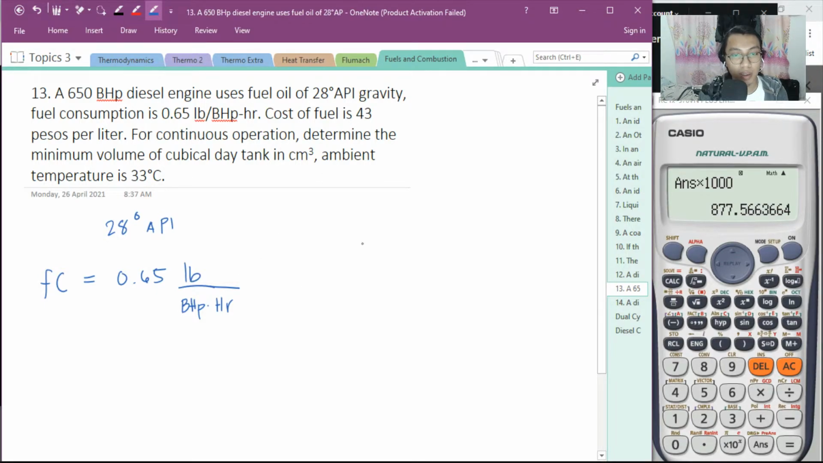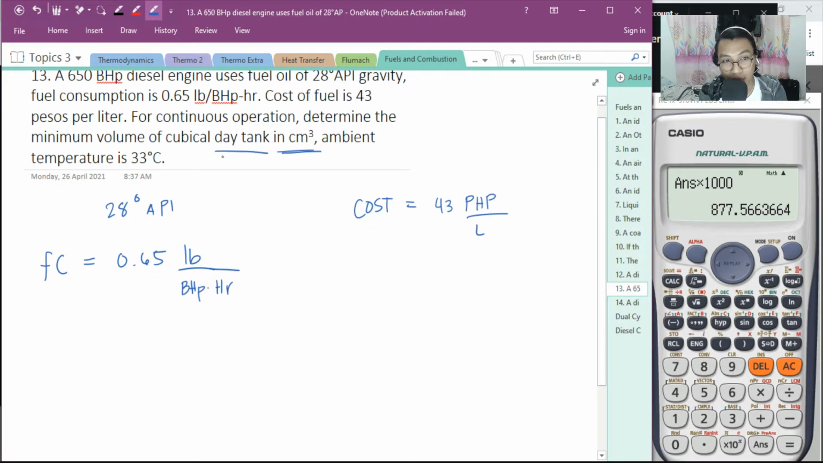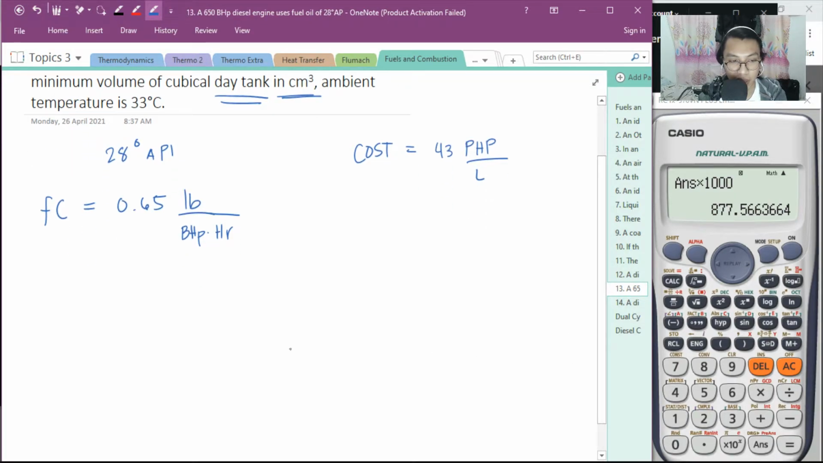The fuel cost is 43 pesos per liter. For continuous operation, determine the minimum volume of the cubical day tank in cubic centimeter. And then the ambient temperature is 33 degrees Celsius. So magagamit mo ba yung cost dito? I think not. Ang hahanapin mo kasi dito is the volume ng fuel of the day tank. So kailangan makuha mo muna yung SG ng fuel, okay? At 15 degrees Celsius.